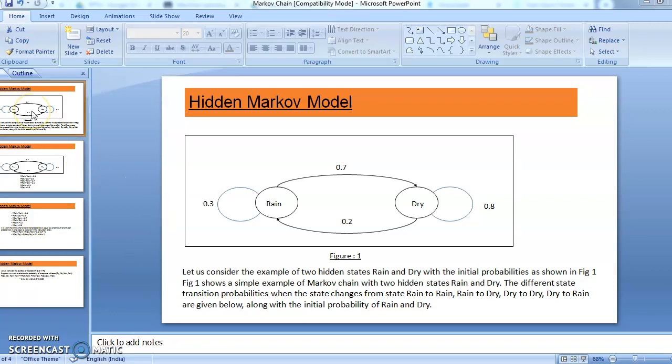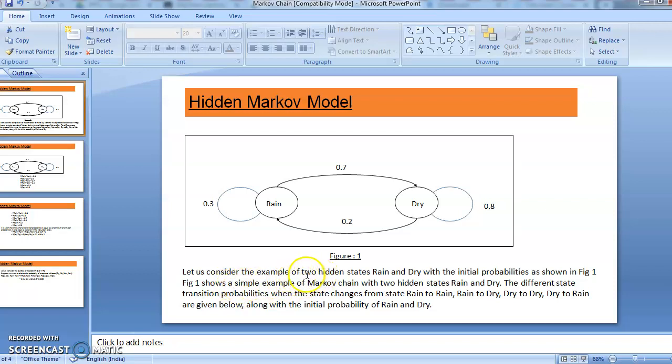As we have discussed, the hidden Markov model is used for speech recognition or any activity identification. Here in this example I will explain how to calculate the probability of the given sequence in the given Markov chain. This diagram is called the Markov chain. So let's read the problem.